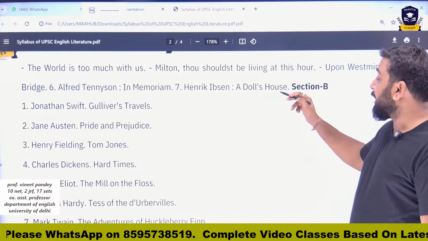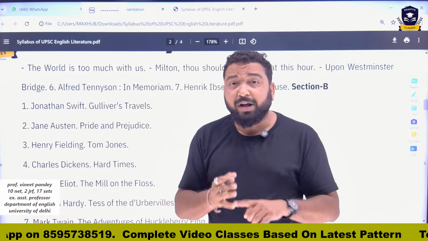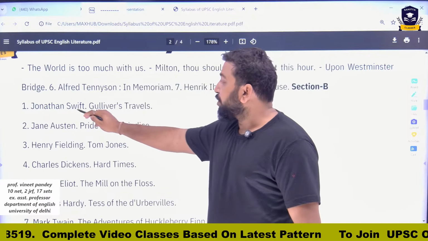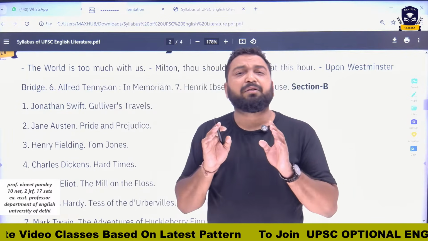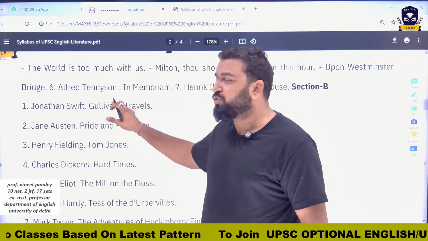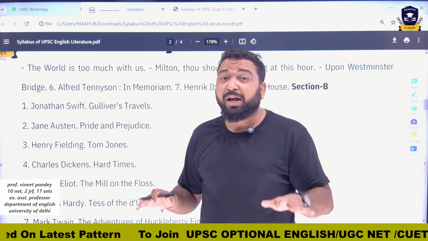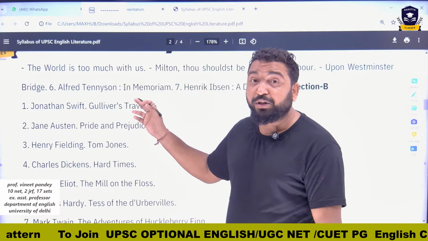Then Henrik Ibsen as a social drama, feminist drama, condition of women, A Doll's House से multiple questions आते हैं. Then Jonathan Swift representing again the Augustan age, Gulliver's Travels. The biggest insult to Gulliver's Travels is people think it is a children's story. No, it is not a children's story. Children's story नहीं है ये बहुत serious story है. I'll be teaching you how it is very serious.